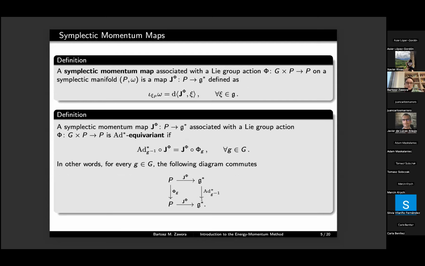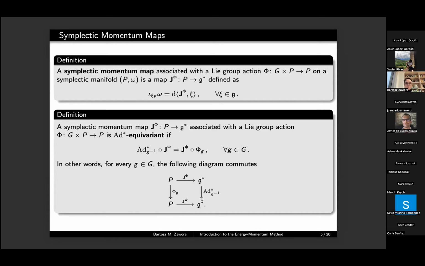Okay, so now we have to define the symplectic momentum map, which plays an essential role, first of all, in the Marsden-Meyer-Weinstein reduction, and then in the energy-momentum method. They're very important since, as we will see later, the dynamics is basically contained in the level sets of the symplectic momentum map.